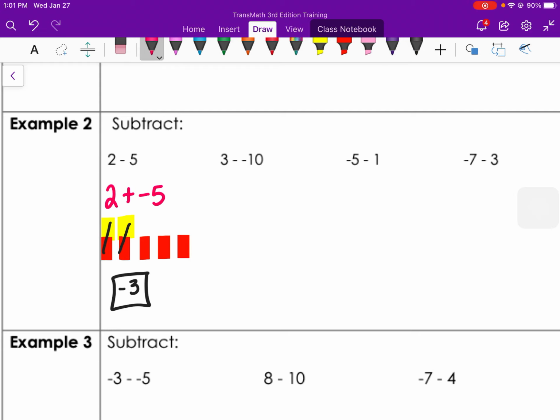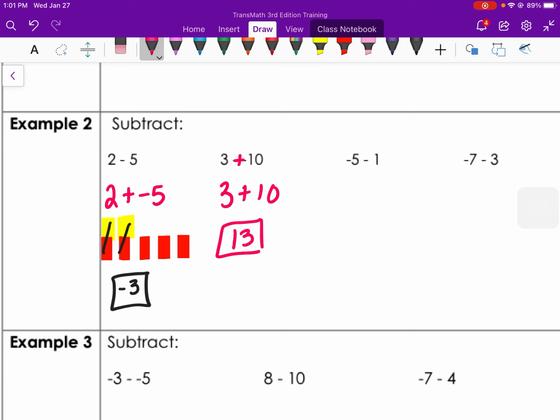3 minus negative 10 becomes 3 plus 10. Anytime I see 2 negatives in a row like that, I always connect them and make it an addition. So 2 negatives make a positive. So when you subtract a negative, you add a positive. So it becomes 3 plus 10, which is all positive, so add regularly is 13.